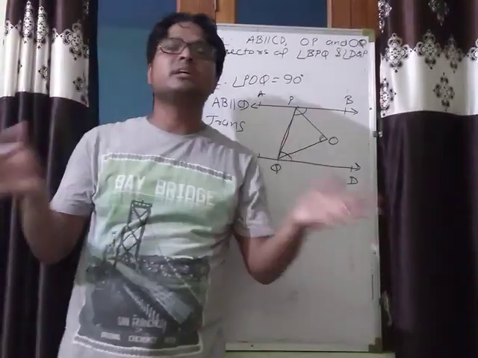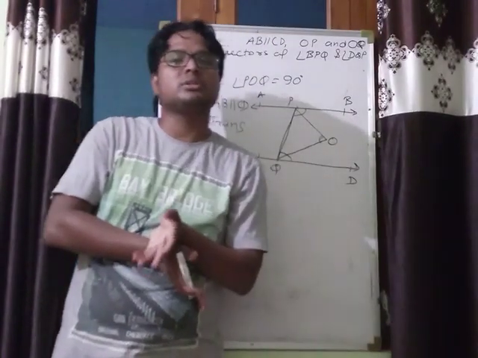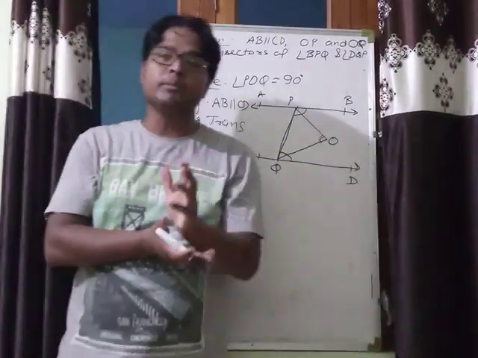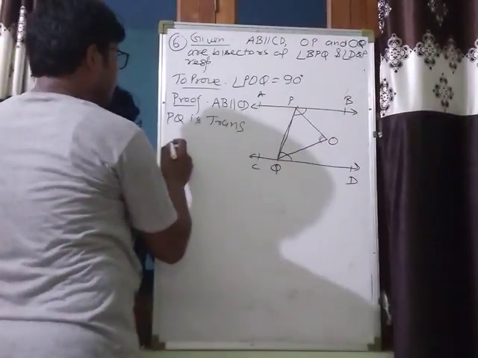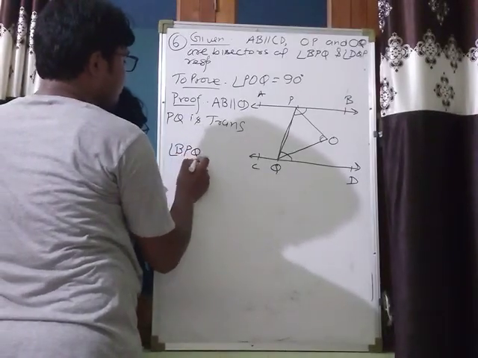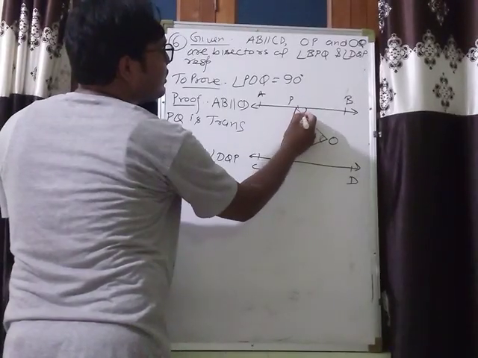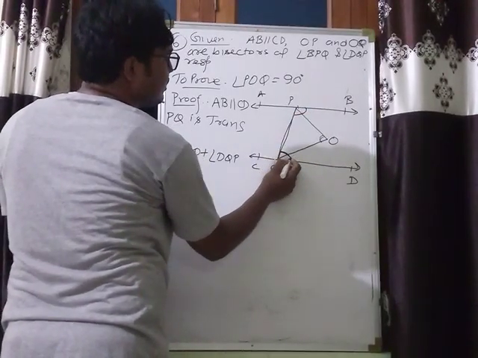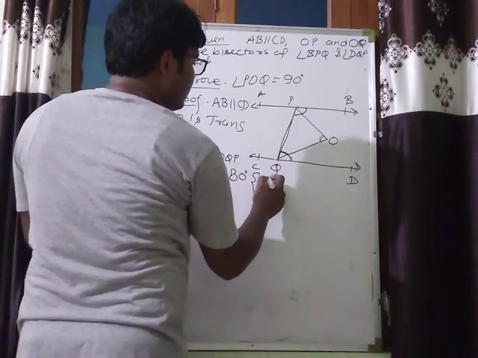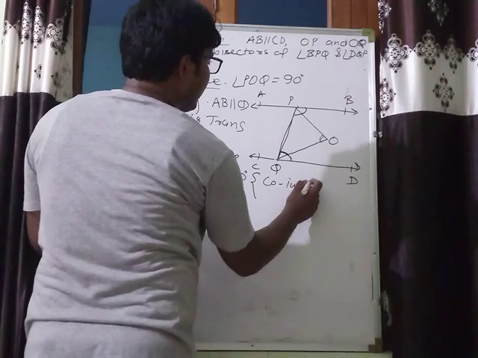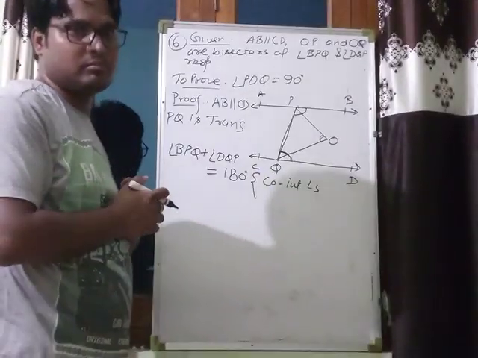They are co-interior angles. And we know that when two parallel lines are intersected by a transversal, then co-interior angles are supplementary, means their sum is equal to 180 degrees. Clearly, angle BPQ plus angle DQP, BPQ this angle and DQP this angle, their sum will be equal to 180 degrees because they form co-interior angles. Okay, then multiply both sides by half, by 1/2.